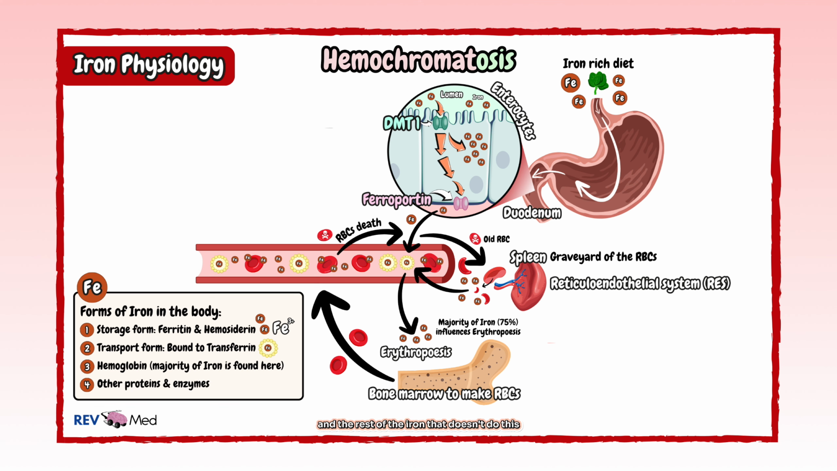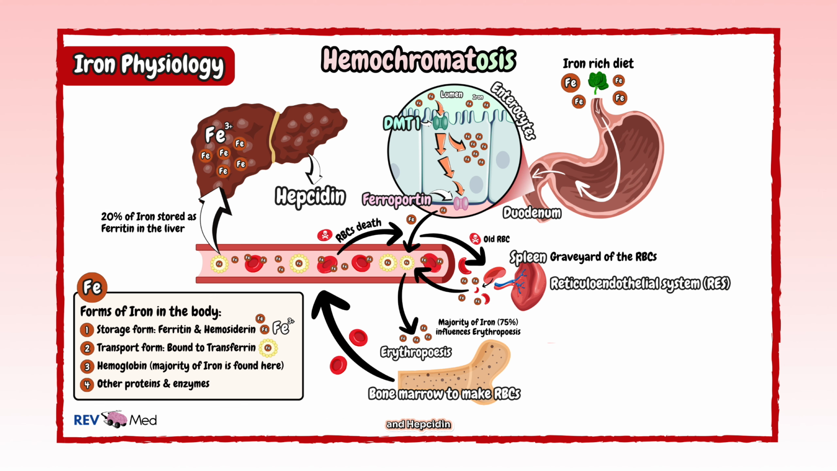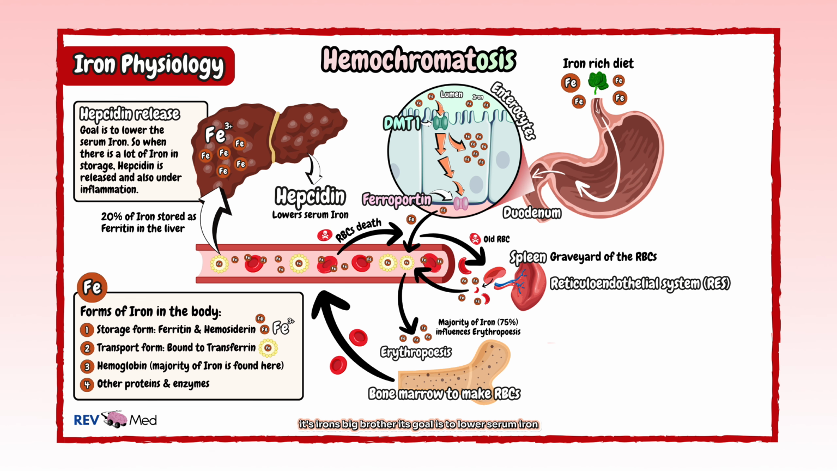And the rest of the iron that doesn't do this goes into organs, and specifically the liver, where the liver stores the iron as ferritin, about 20%. Here the liver makes this key protein, hepcidin. And hepcidin you can label as the main regulator for iron absorption, regulation, and metabolism. It's iron's big brother. Its goal is to lower serum iron and make sure it's not acting up.